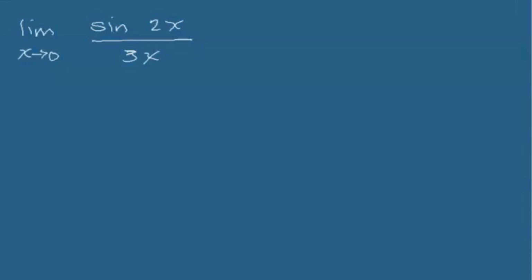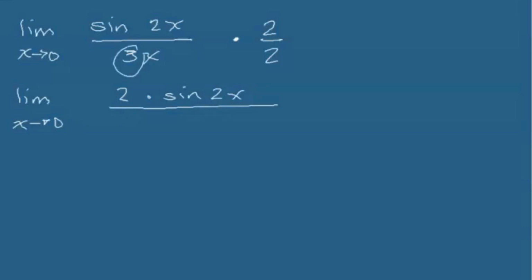So what we can do here is manipulate this by multiplying by 2 over 2. So we will have 2 times sine 2x over, so we can exchange this, we put 3 over here times 2x. It's the same. Okay? So now we have sine 2x over 2x.